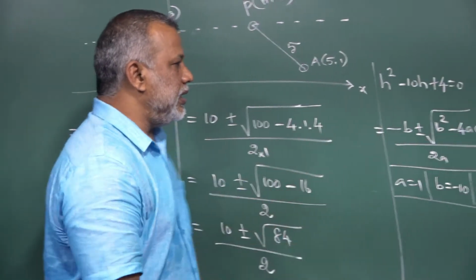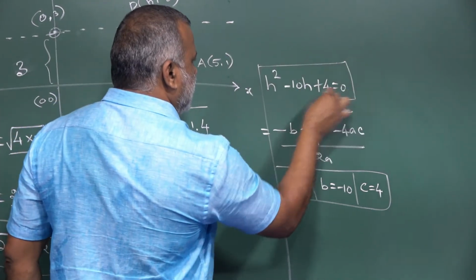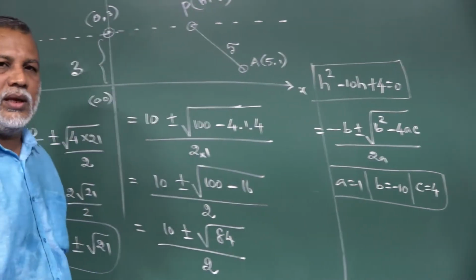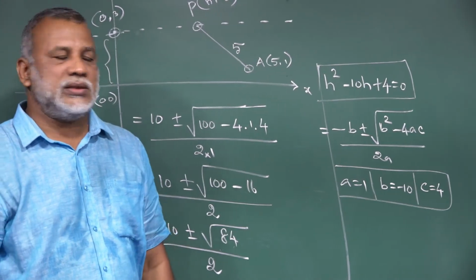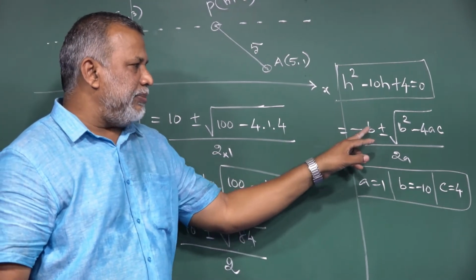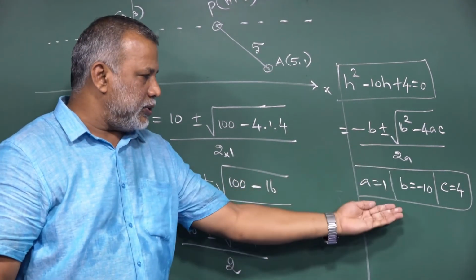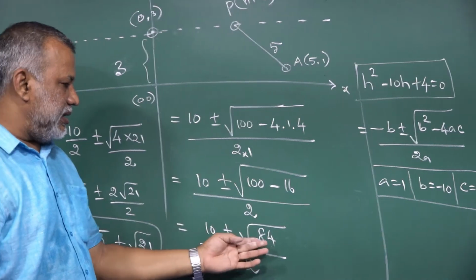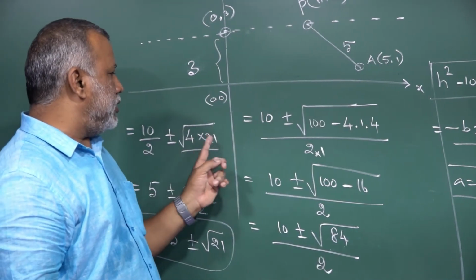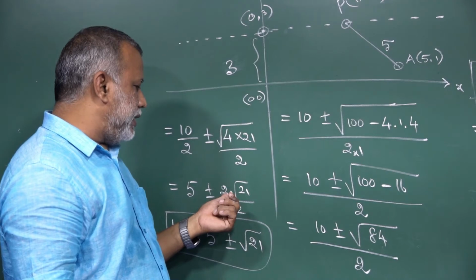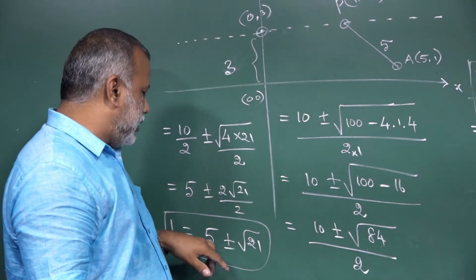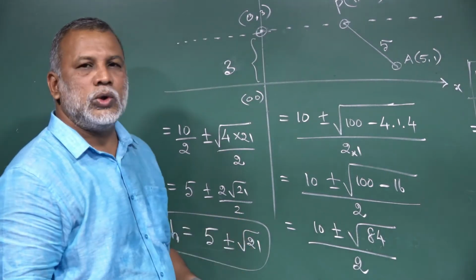So this is the equation we are deriving. It is a quadratic equation, and it is not directly factorizable. Therefore we use the formula, minus b plus or minus, then substitute the data. We get like this: this 84 can be split into 4 into 21 divided by 2. For 4, we are able to take the root. Again 2 will be removed. h equals 5 plus or minus root 21.